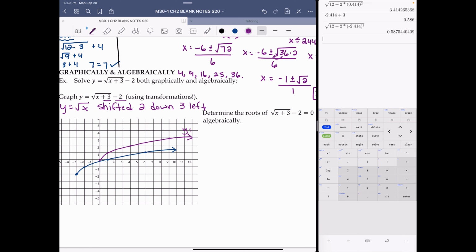Now we need to check to make sure it works. We plug in 1: square root of 1 plus 3, and then minus 2 equals 0. Square root of 4 minus 2 equals 0. 2 minus 2 equals 0. 0 equals 0. So yes, that solution does work. It's not an extraneous root. So we have x equals 1 and restrictions of x has to be greater than or equal to negative 3.